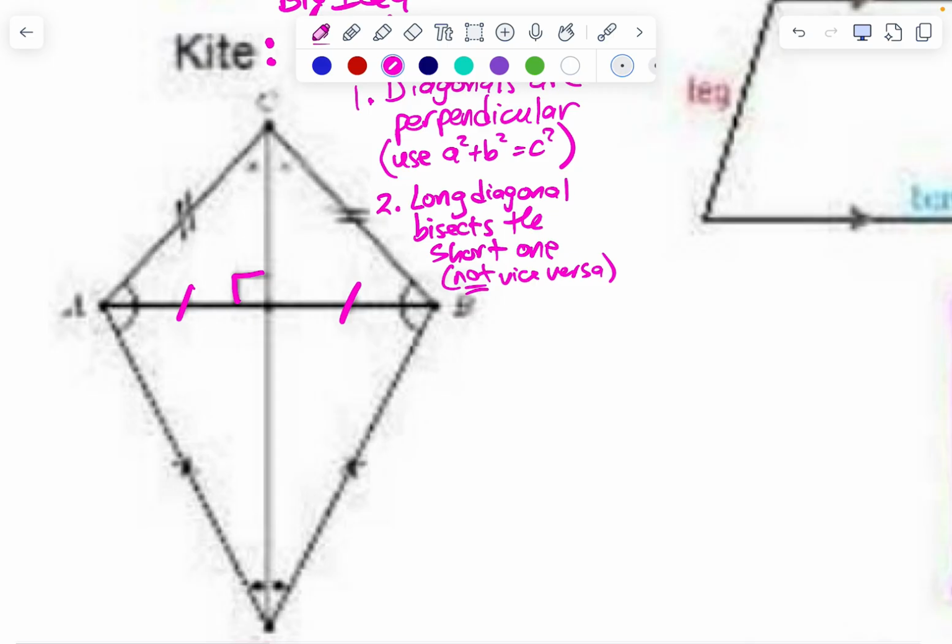Okay, next property. This is not shown in there. The long diagonal bisects the angles on it, meaning that angle is bisected, and this angle is also bisected. So make sure that gets marked on your figure.